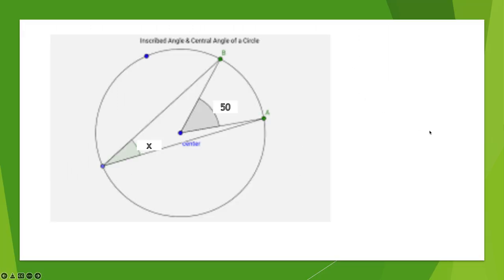Okay, a chance to kind of put it all together here. What's the value of X? Okay, so since 50 degrees is the measure of the central angle, the arc is also 50 degrees. But the inscribed angle is only half the arc. So the measure of X, the inscribed angle, is going to be half of 50, or 25.